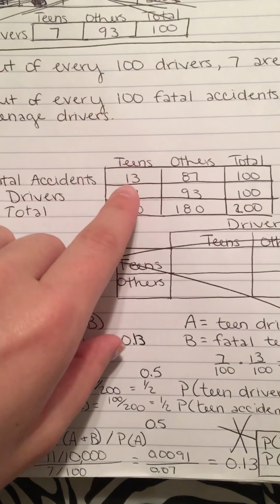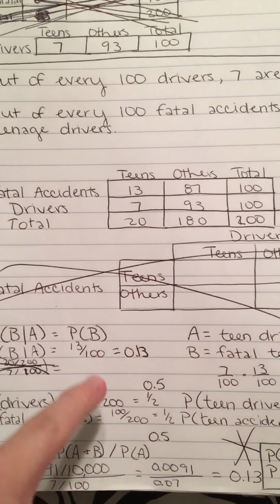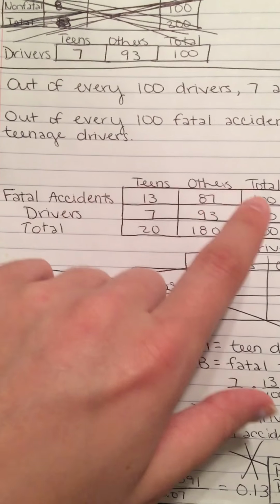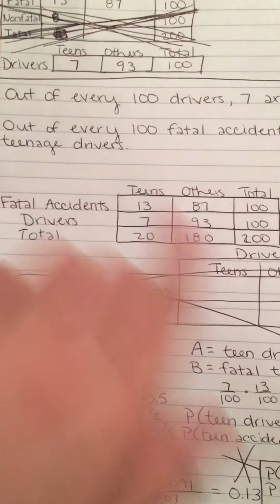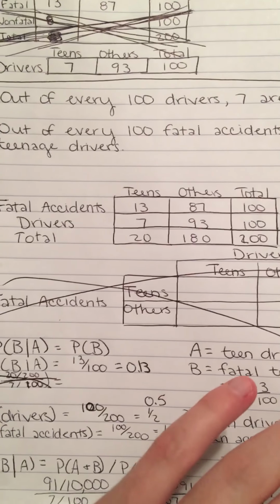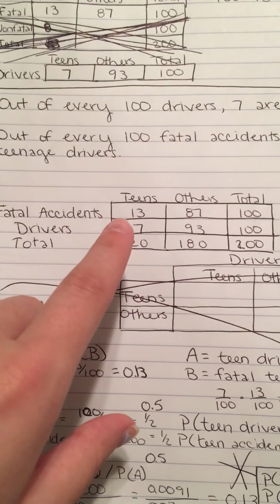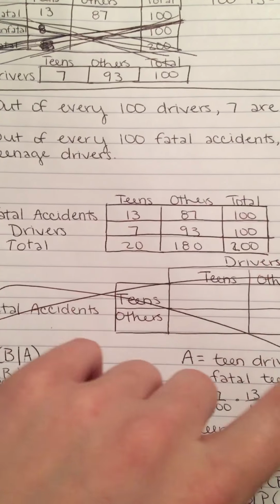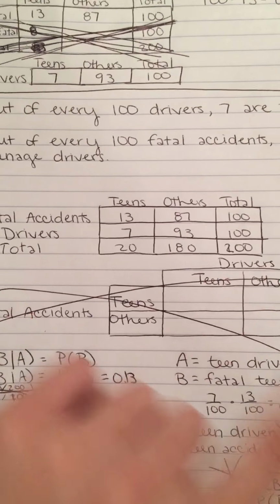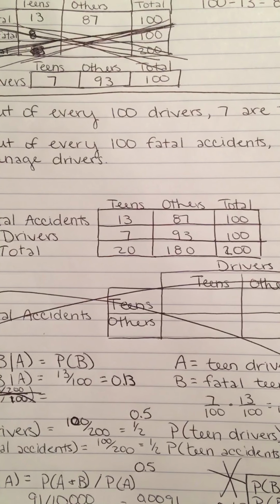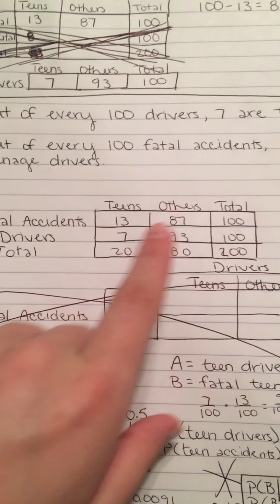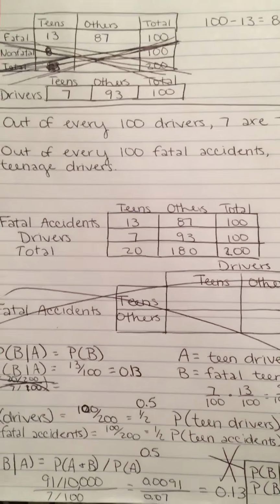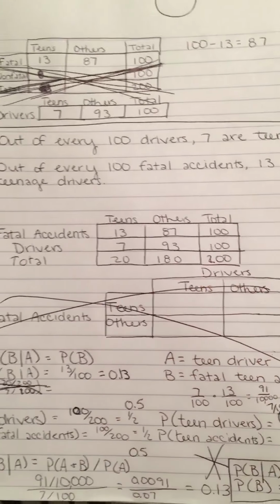So 13 out of 100 represents the 13% that are teenagers involved in fatal accidents. So that leaves 87 for all other accidents that are fatal. And then teenage drivers, that's the 7%, so 7 out of 100. So that leaves 93 for the rest. And then I totaled up the columns. Like I said, I just did 100 for easy math, so that brings the total up to 200.